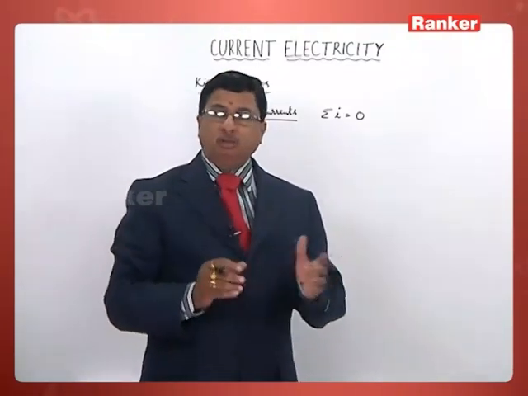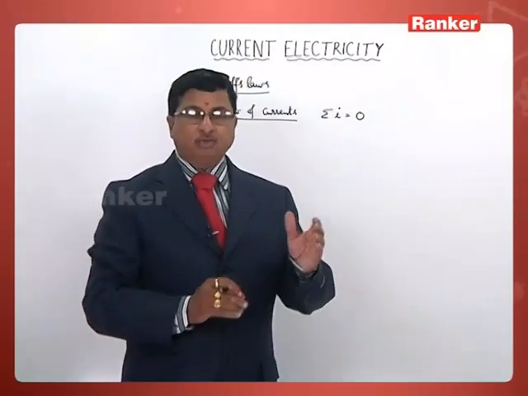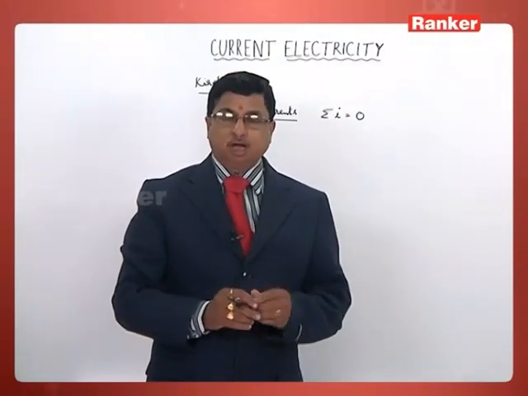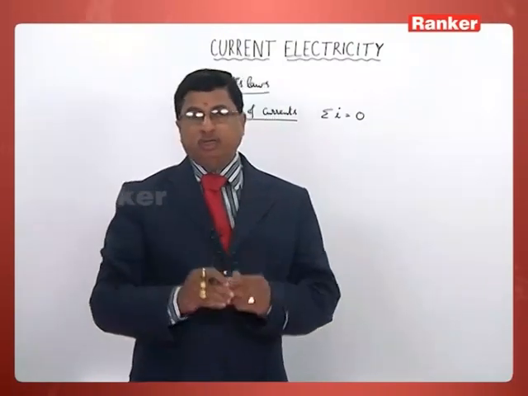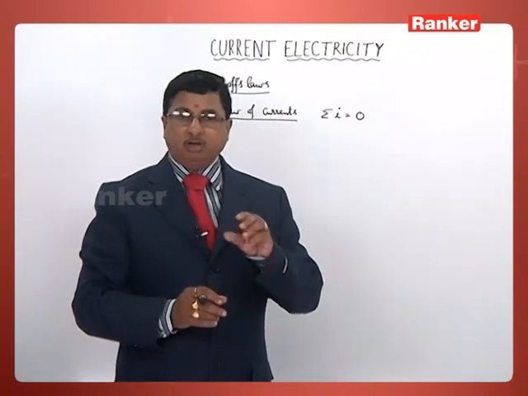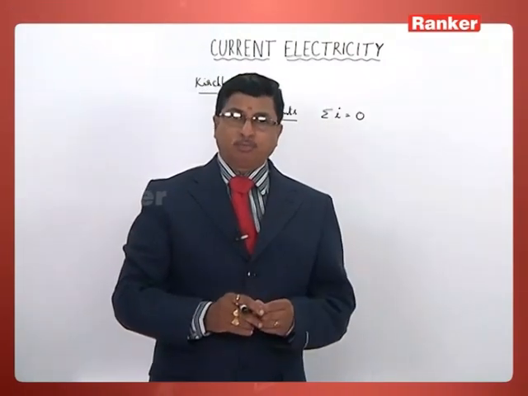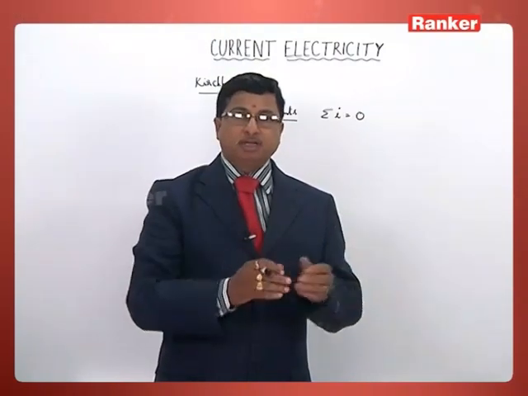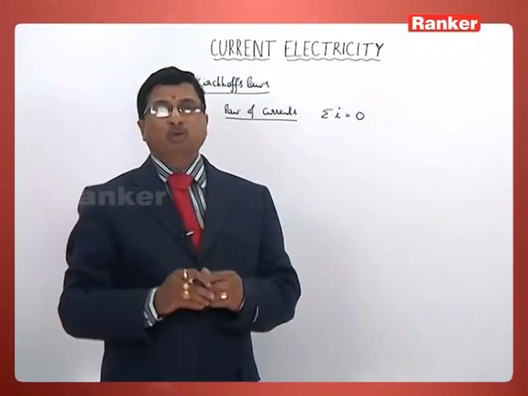What do you mean by algebraic sum? If you consider the currents which are incoming at that junction as positive, then the currents which are leaving the point are to be taken negative. Now in this particular case, sigma I is equal to 0. In other words, one can say the sum of incoming currents is equal to the sum of outgoing currents as such.